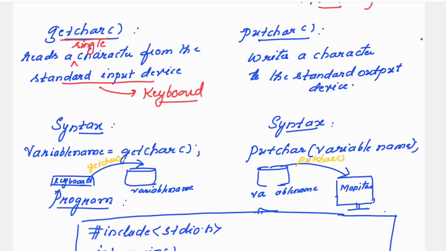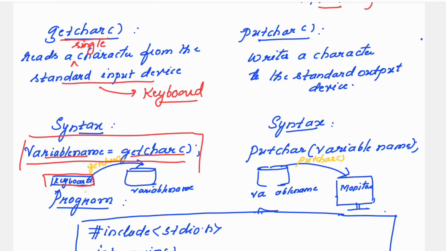So what is the syntax? This getchar function is assigned to a variable name. So how does the getchar function work? Through the keyboard, the user enters the character, and that character gets stored in the memory location that is identified for that particular variable.